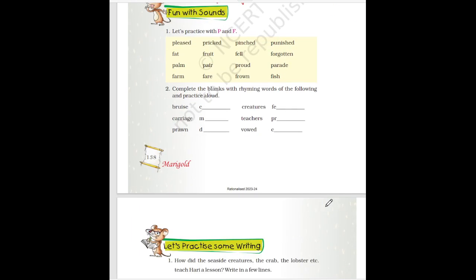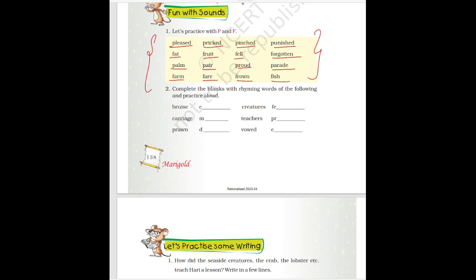Then here, fun with sounds. Let's practice with P and F. Here a few words are given which start with P and some start with F. You just have to pronounce them. Pleased, pricked, pinched, punished, fat, fruit, fell, forgotten, palm, pear, proud, parade, farm, fair, frown, fish. So learn the spelling of each word and practice it.